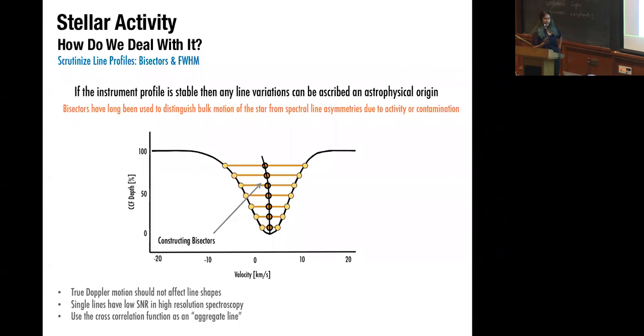Because anytime there's a real planet and the whole star is moving back and forth, all of the lines are moving the same way. There's no color dependence there. Anytime there's a change in the shape, you have to really worry about what's going on. I will also point out that it would be nice to measure these bisectors for individual lines, but that's really difficult because lines have very low signal to noise. And so what we do is measure the bisector of the cross correlation function, which, like I said before, is sort of an average stellar line.